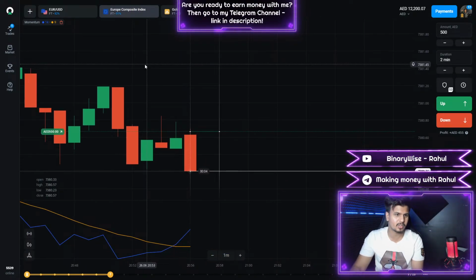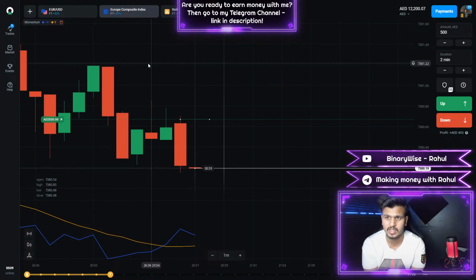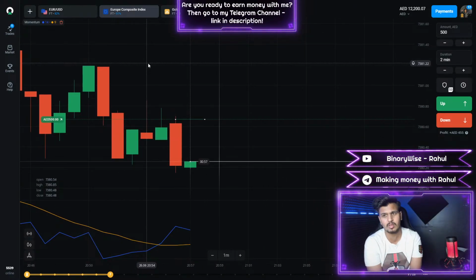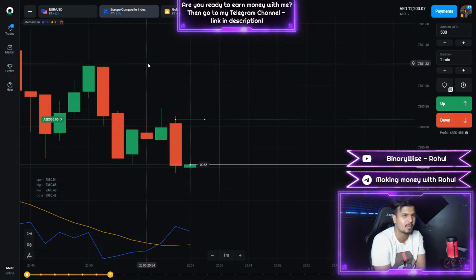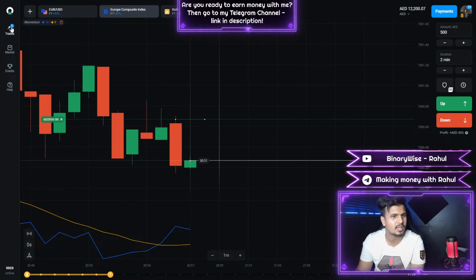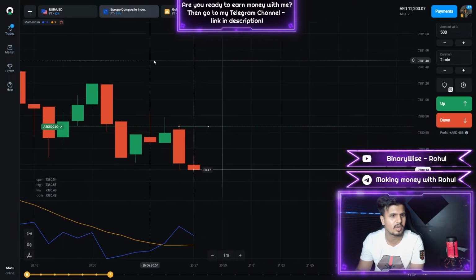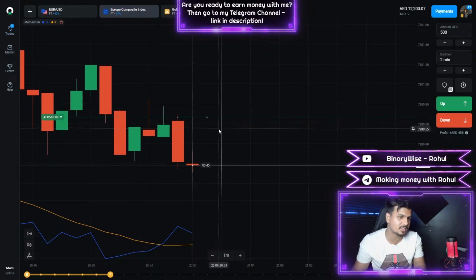In the beginning, when I instantly started to make the trades with the beginning amount, it gave profits, but after that it changed the amounts again. See here, I made an upward trade on Europe and it now changed the direction to the downside.